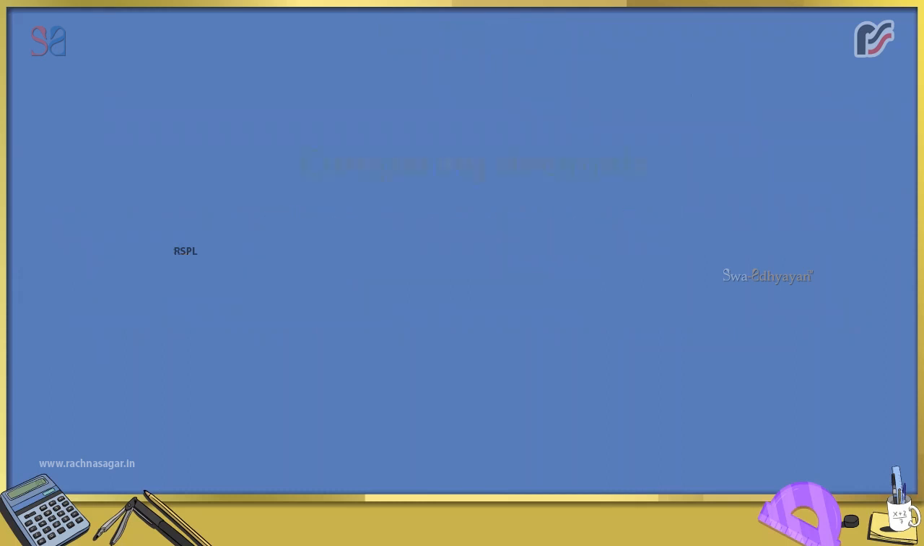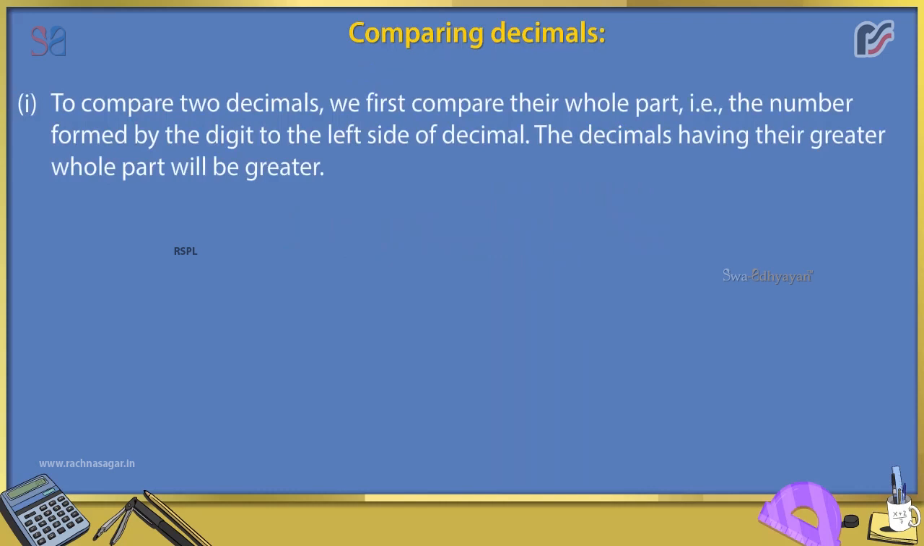Comparing decimals. 1. To compare two decimals, we first compare their whole part, that is, the number formed by the digit to the left side of decimal. The decimals having their greater whole part will be greater. Example: 24.752 is greater than 20.15, as 24 is greater than 20.